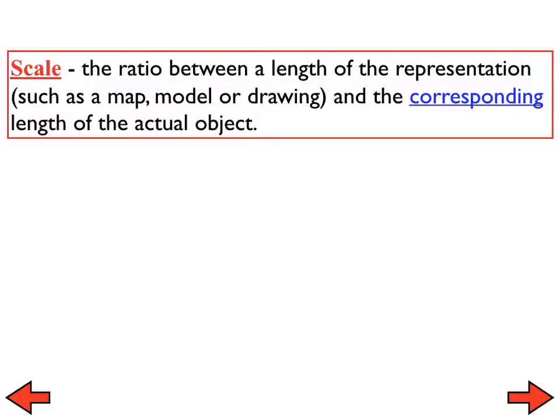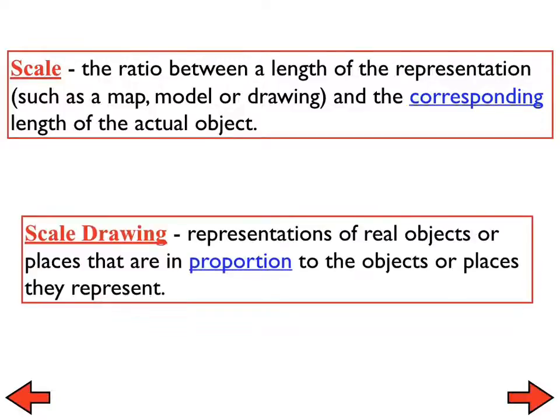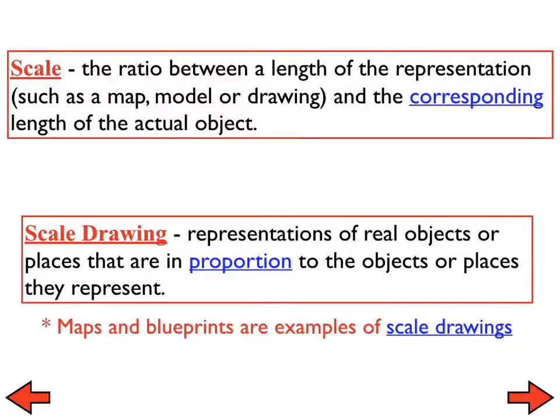Go ahead and fill in the blank on your notes. A scale is a ratio between the length of a representation, which is usually a map, a model, a drawing, or a blueprint, something like that, and the corresponding length of the real thing, the actual object in real life. A scale drawing is that representation, which is the actual map, the drawing, the model, and it's in proportion to the real thing. Maps and blueprints are examples of scale drawings.